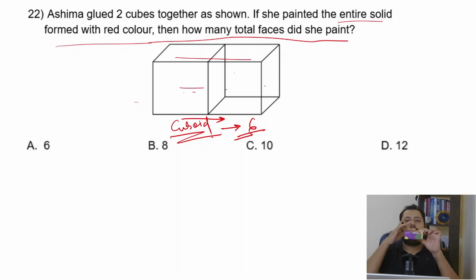These are faces, right? This is the first face. This is two. This is three, and this is four, right? One facing you, one facing me. So one facing upwards, one facing downwards, one facing you, one facing me. That is four. This is fifth, and this is sixth, right? So there are six faces in a cuboid, and that is why option A is your correct answer. Hopefully, you got this one correct. Give yourself a star if you did.